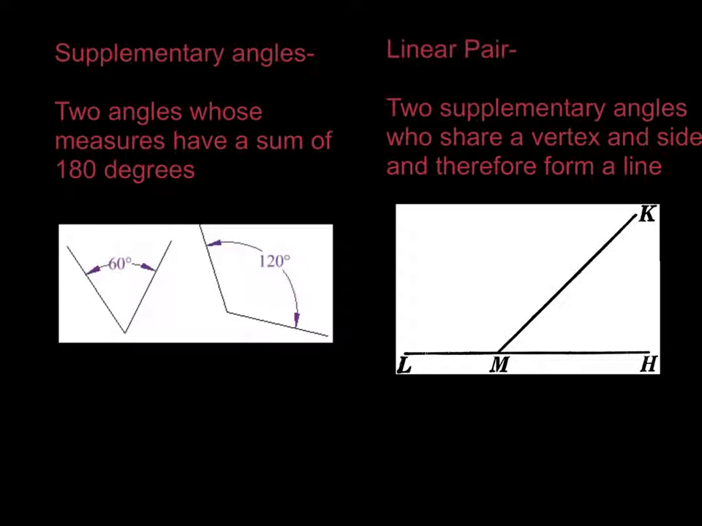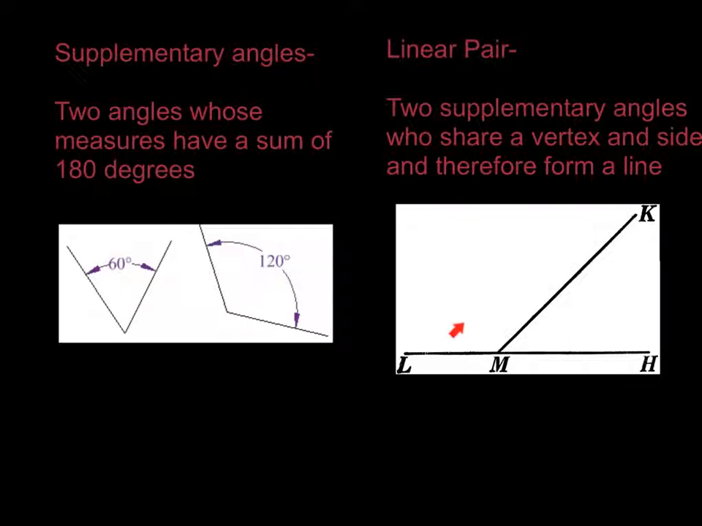Let's look at these two pictures. Supplementary angles, again, if you're looking on the left, we can see this angle is 60 degrees, this angle is 120 degrees. So when you add 120, you get 180. So by definition, those angles are supplementary. They're not, however, a linear pair. A linear pair is going to be when we have two different sets of supplementary angles.